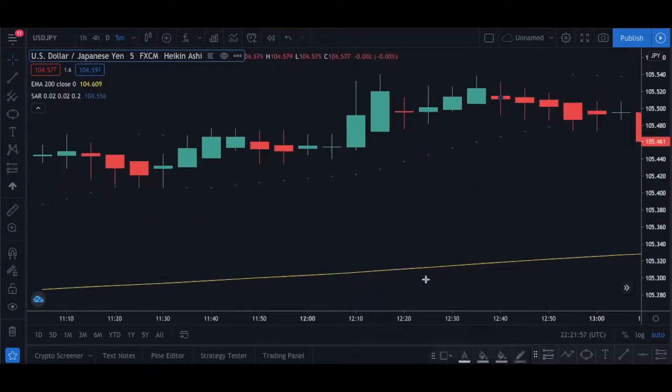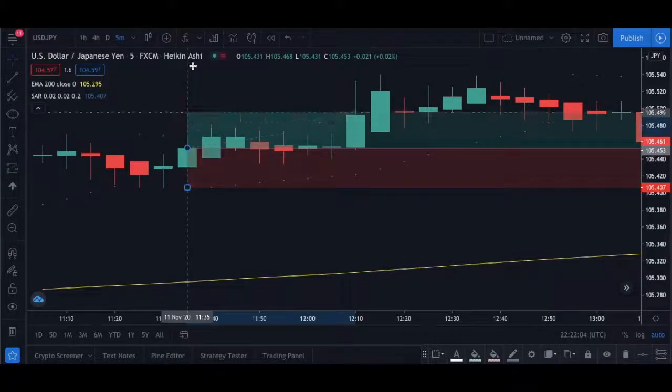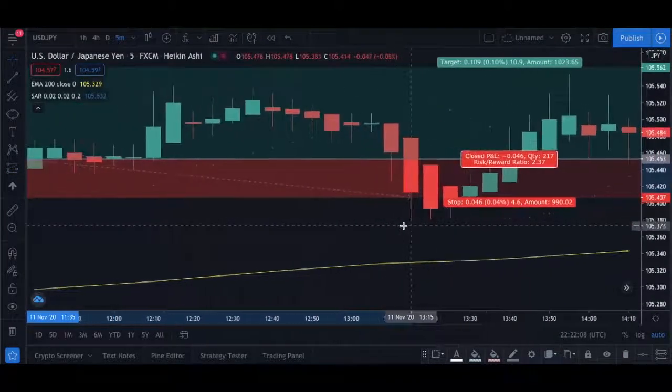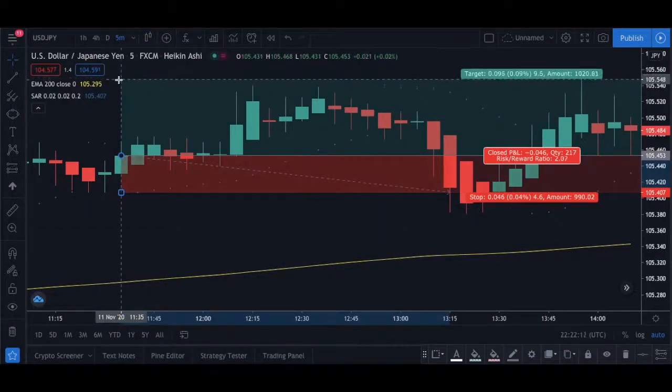Keep in mind that while following this strategy 3 red candles is kind of risky, since it can be a fake pullback. But still, we will go long at the close point of the second green candle, and the SAR will be our stop loss point. As usual, our risk-reward ratio will be 2. And this trade is a loser.